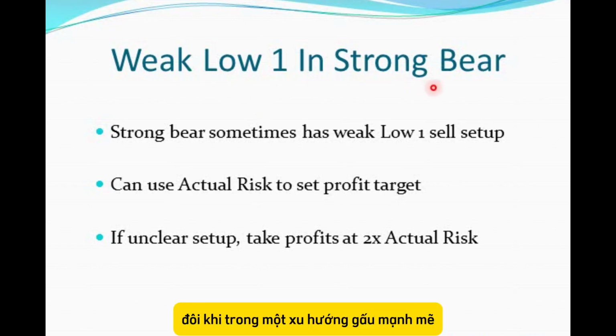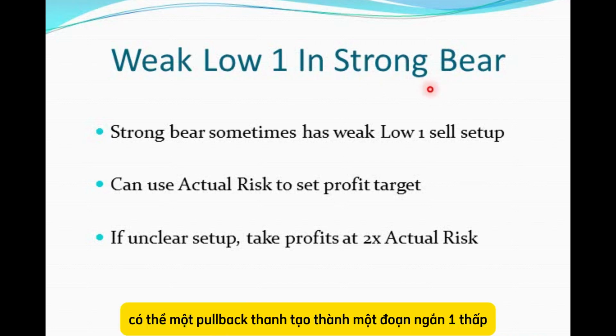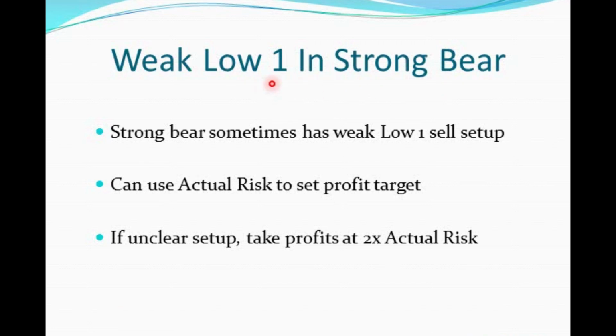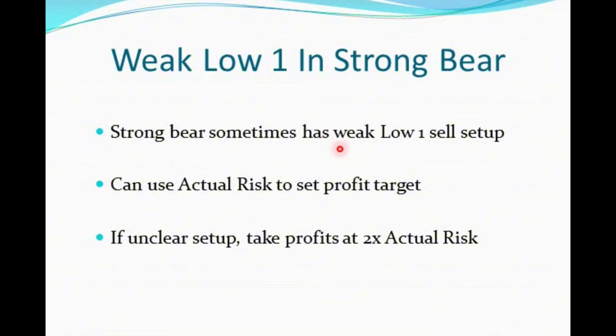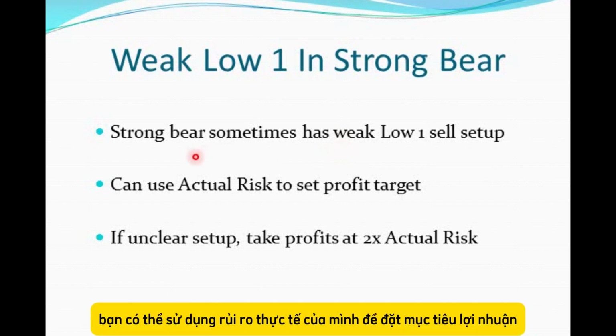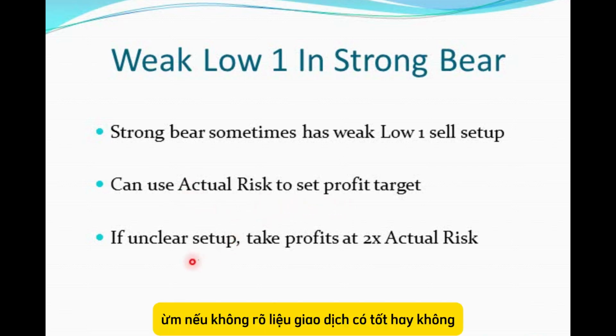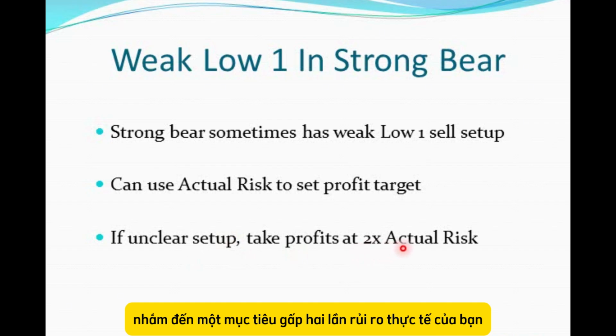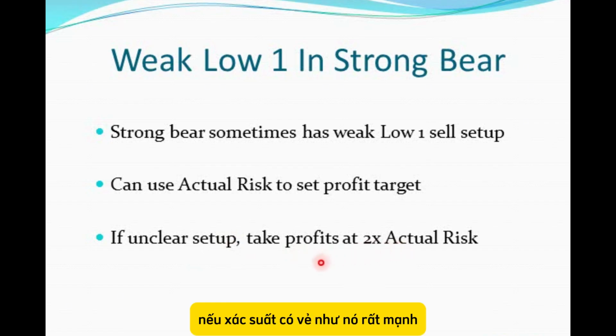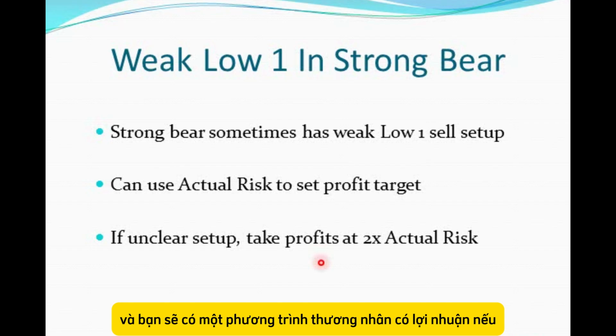Sometimes in a strong bear trend, in the spike phase of a bear, the breakout phase of the bear, there'll be a pullback, maybe a 1 bar pullback, forming a low 1 short. However, sometimes the low 1 short does not quite look right. And when that's the case, you can use your actual risk to set your profit target. If it's unclear whether or not the trade looks good, aim for a target that's 2 times your actual risk. If the probability looks very strong, 60% or better, you can exit with just 1 times your risk, and you will have a profitable trader's equation.